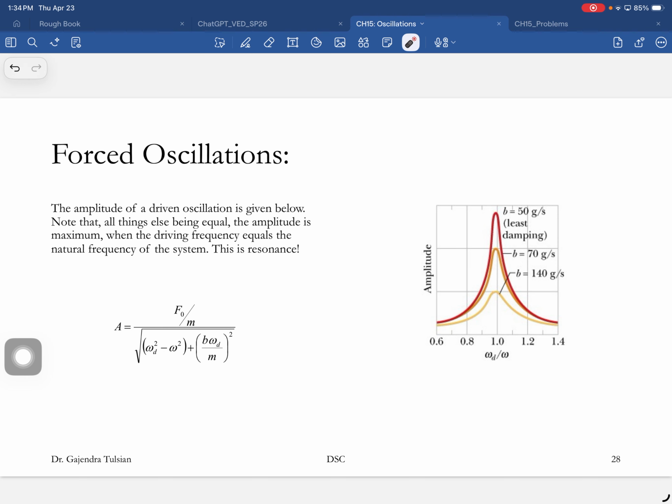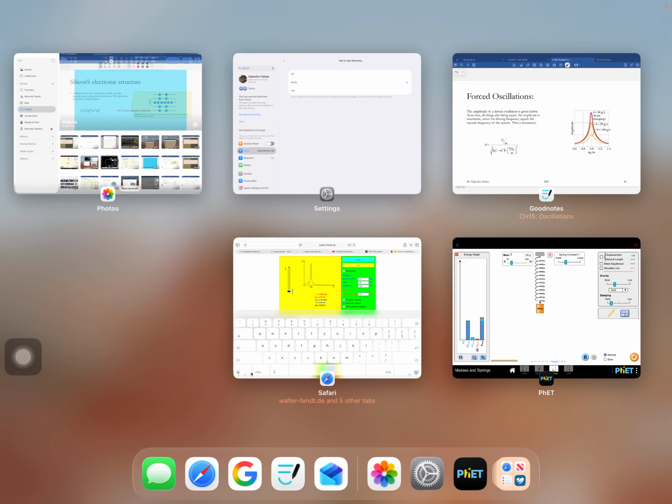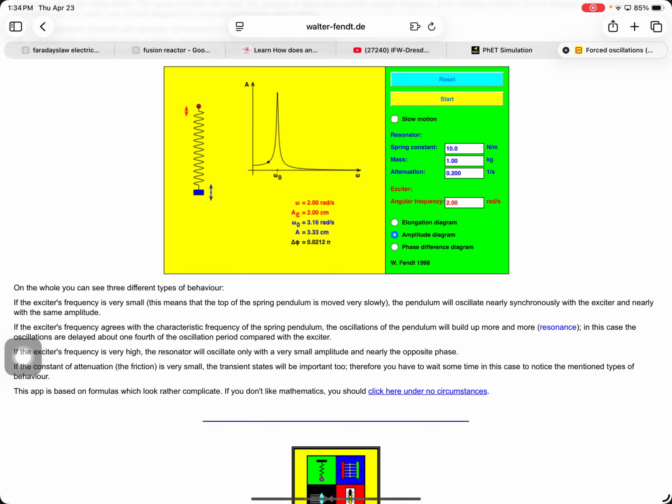Okay, so let's do this first. Here's a system. This has a natural frequency. What we're going to do is grab onto this spring and pump energy in. It's like pushing a child. That will be the driving frequency. Right now, the driving frequency doesn't match the natural frequency, and let's see what happens.